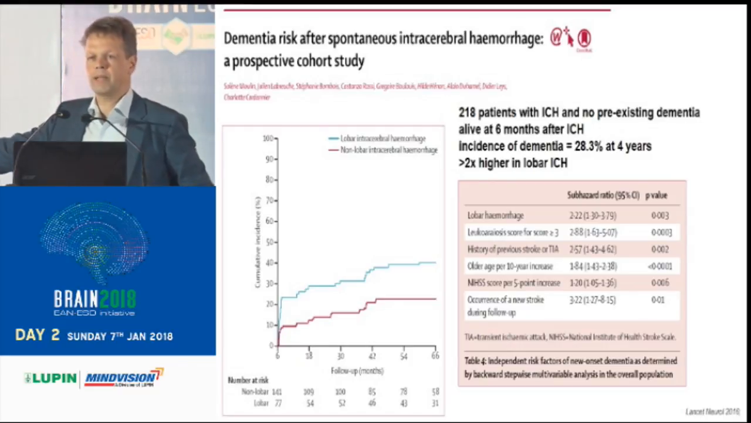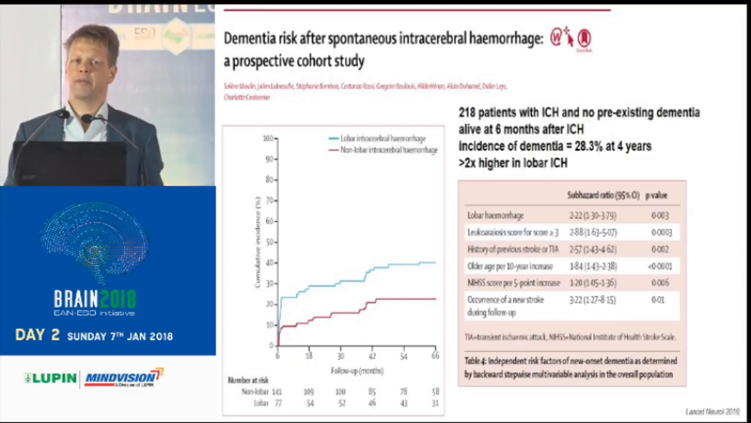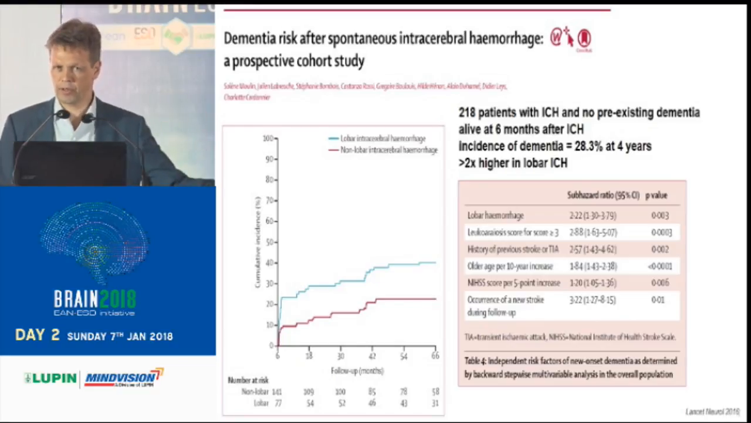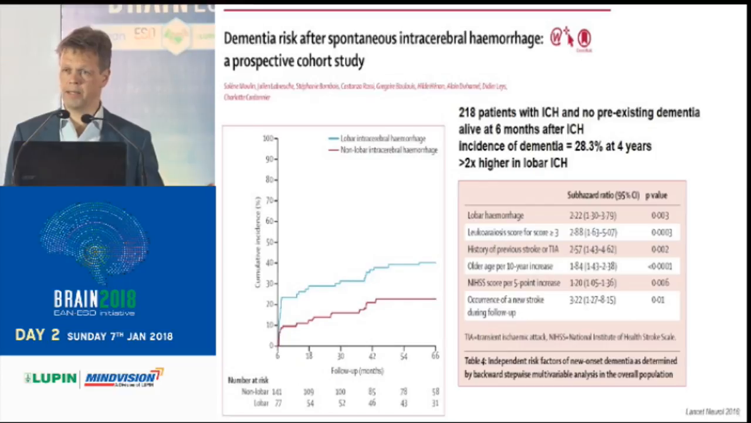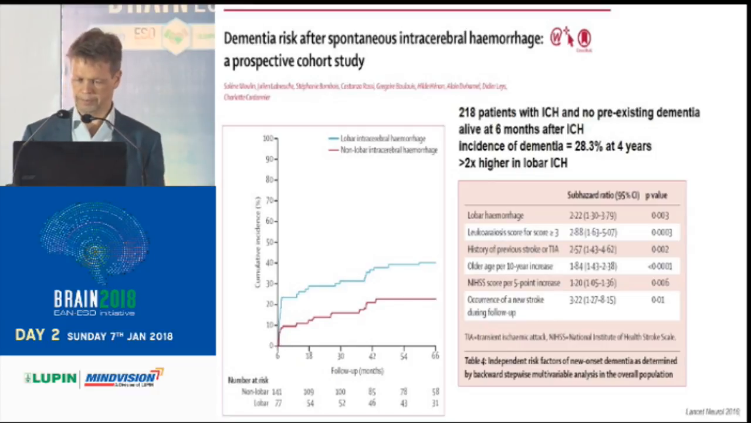And what you see here on the bottom left is that the rate is very high. On average, 28% move on to develop dementia within 4 years after an ICH. And the rate is particularly high in individuals with a lobar hemorrhage as compared to a non-lobar hemorrhage. Additional risk factors for developing post-stroke dementia after ICH are leukoaraiosis, so again, white matter hyperintensities, a history of a previous stroke, a recurrent stroke, and so on. So again, the risk of developing dementia after stroke is very high. It's particularly high in ICH, and it's particularly high in those who have cerebral amyloid angiopathy and lobar hemorrhage.